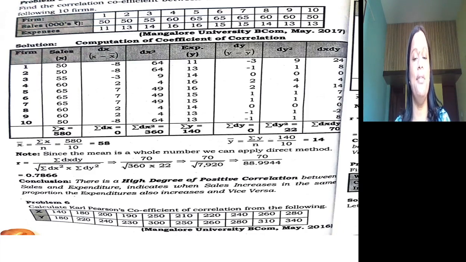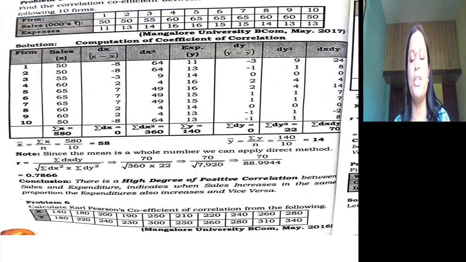Then they squared the deviations and arrived at dx square as well as dy square. Once we arrive at dx square and dy square, we have to calculate the sum of dx square and the sum of dy square. Then we multiply dx and dy and calculate the sum of dx dy, which in this problem is 70. So 70 divided by the square root of 360, that is summation dx square, multiplied with summation dy square, that is 22. So 70 divided by the square root of 7920.